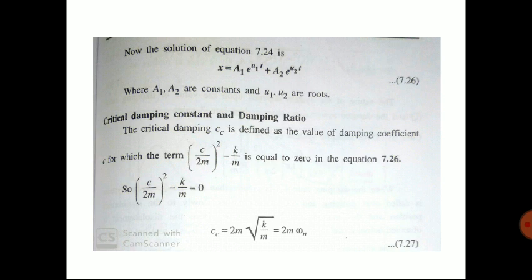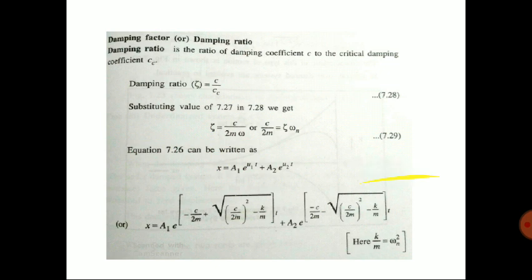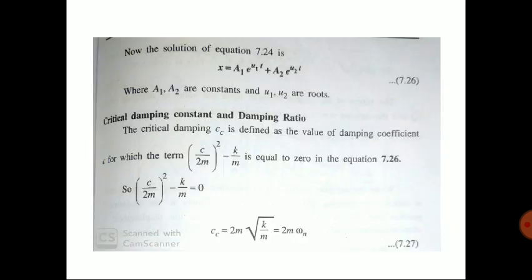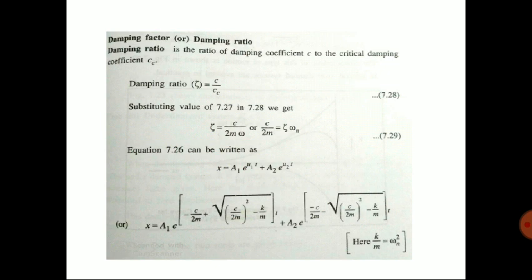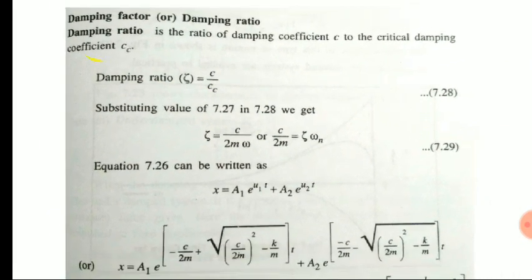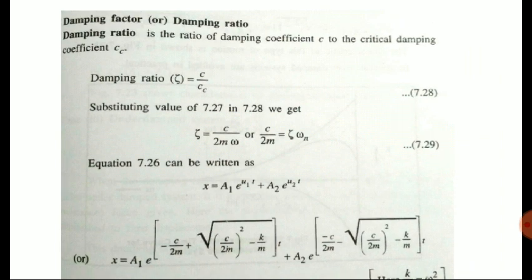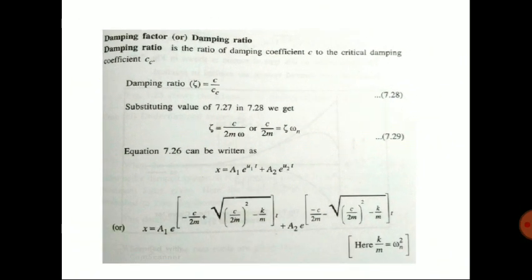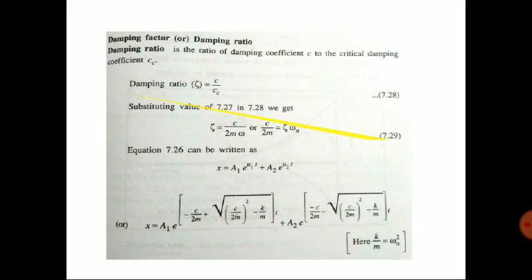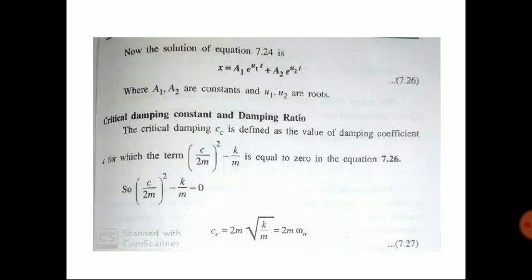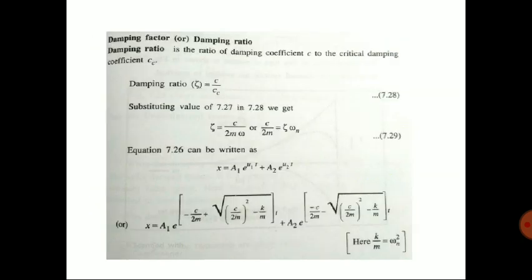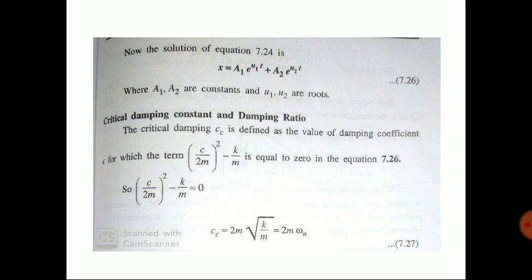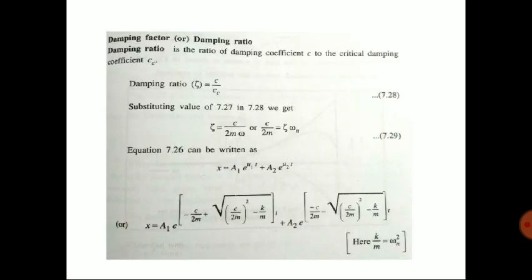Next, the damping ratio. This Cc is the critical damping coefficient. Then the damping factor, or damping ratio, which is denoted by theta. You can see here, it is the ratio of the damping coefficient to the critical damping coefficient, that is C by Cc. So theta equals C by Cc. And instead of Cc, what can we substitute? 2m omega n. That is C by 2m omega n.